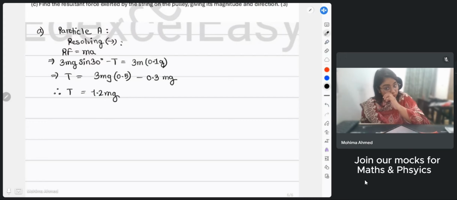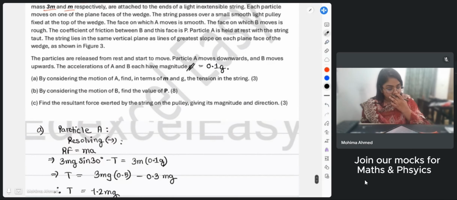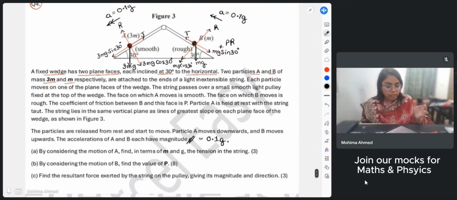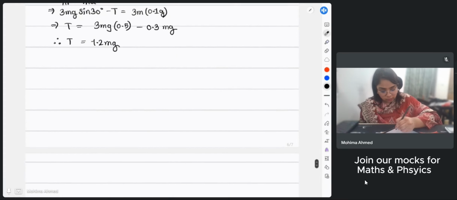Okay, now that was it for the working of part A. We're going to move to part B. By considering the motion of particle B, we will find out the value for P. We can obviously calculate that since now we have the value for tension and everything is available. For the value for P, we also need to find out the value for R, which is the reaction force, which is obviously equal to mg cos 30 degrees. So for part B, let's start part B over here. We are focusing on particle B.